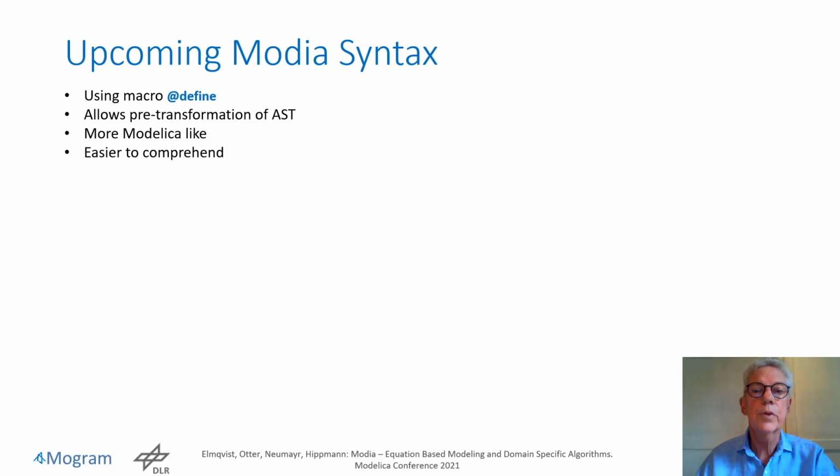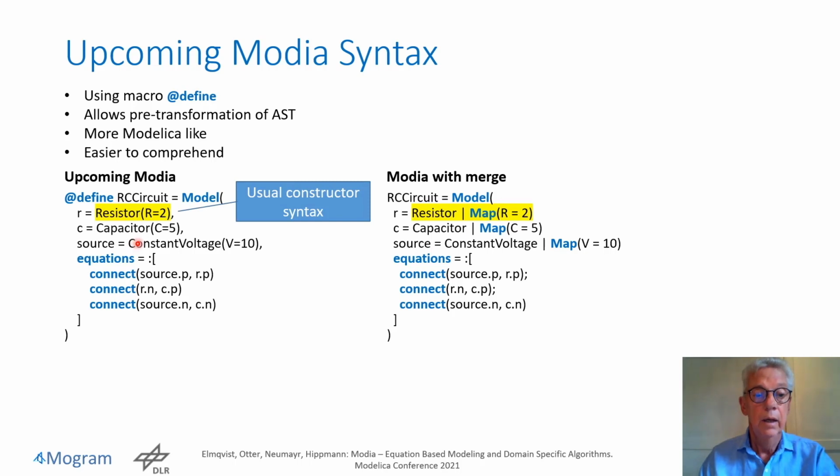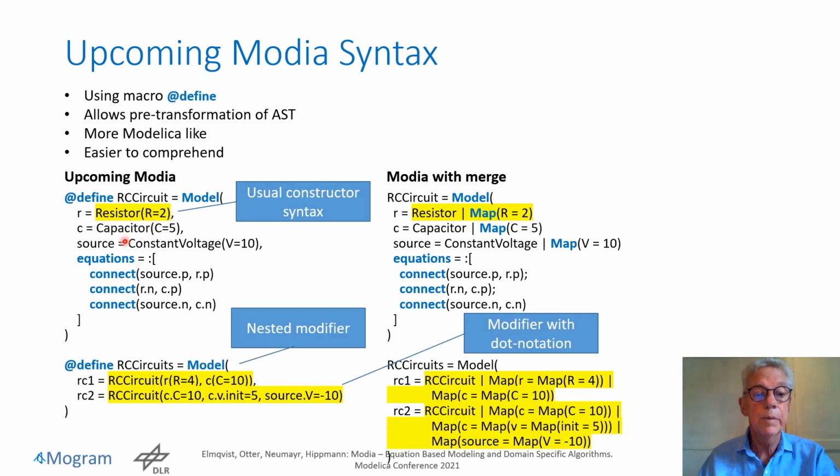We have recently introduced another syntax, a little bit more high level and more Modelica-like, using Julia macros. So instead of using this map definition and a merge operator, it's possible to use a usual constructor syntax. It's also possible to use nested modifiers in this way. All this is translated to merge and map in the following fashion. It's possible to use dot notation as well, and again, it's translated to map and merge.